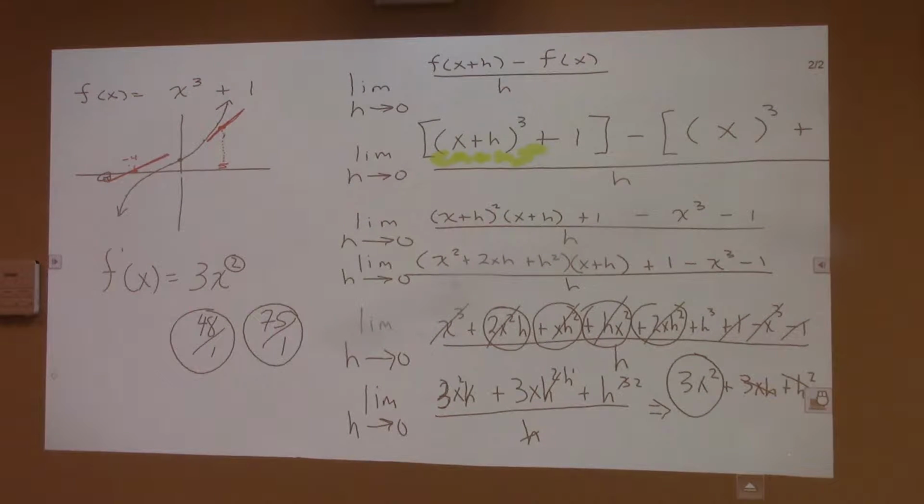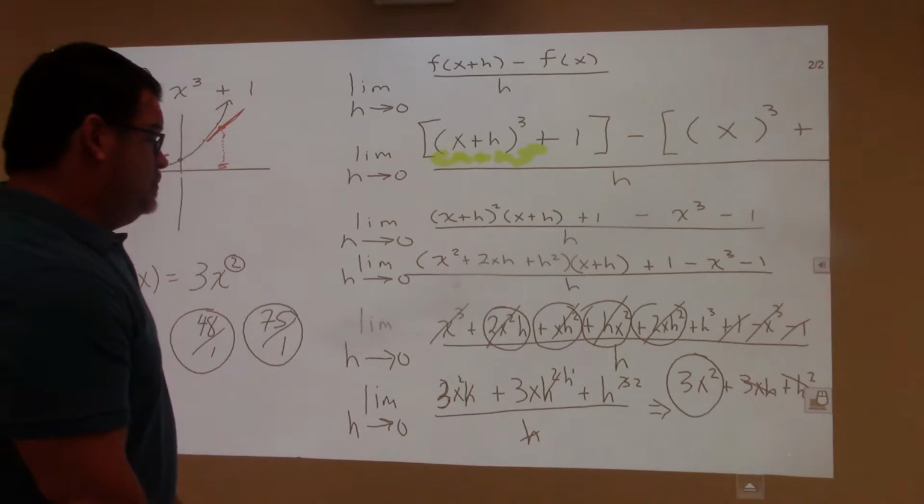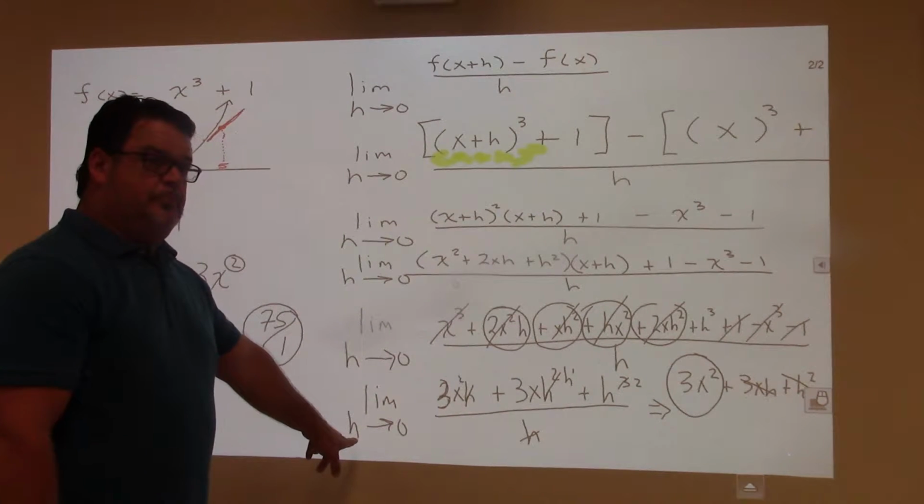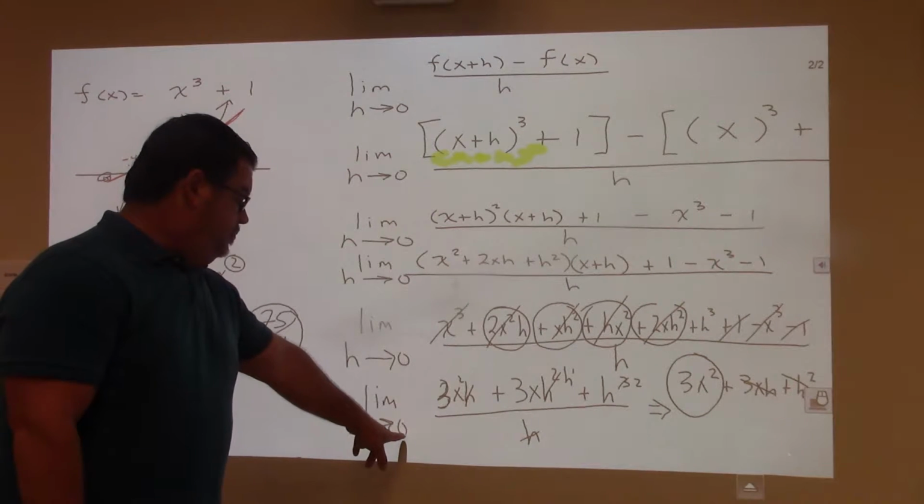Right, Miss Anthony? You have a question? Yeah. Why'd you cancel out that 3xh plus h squared? Okay. Plug in what? 0. 0.